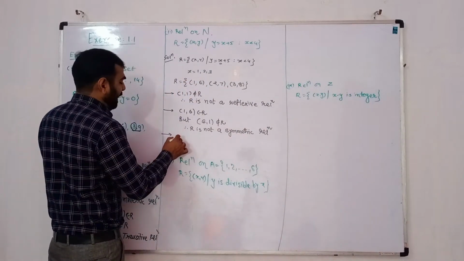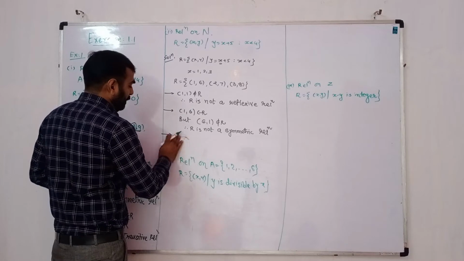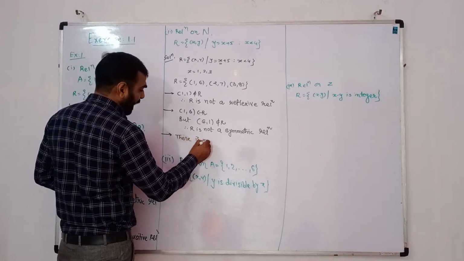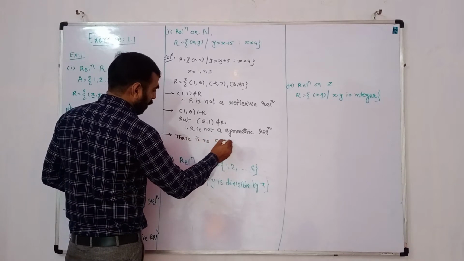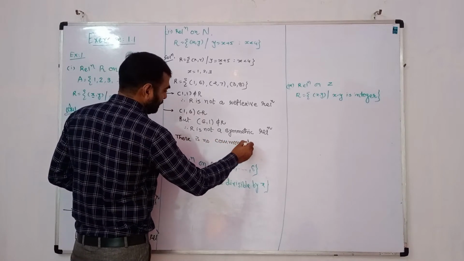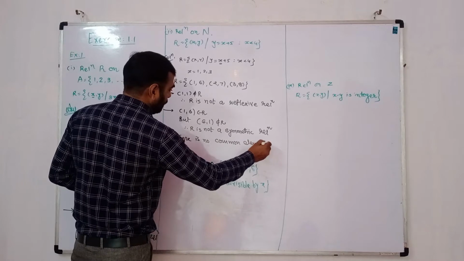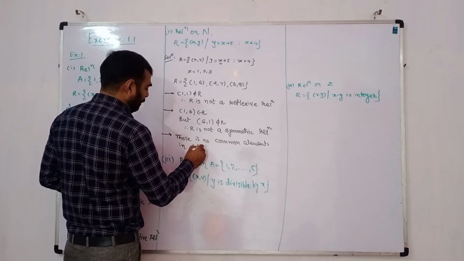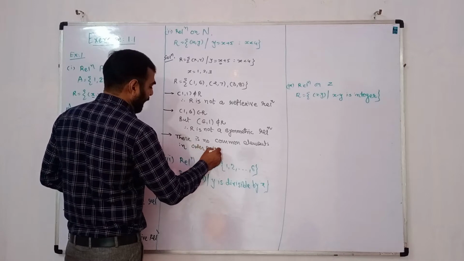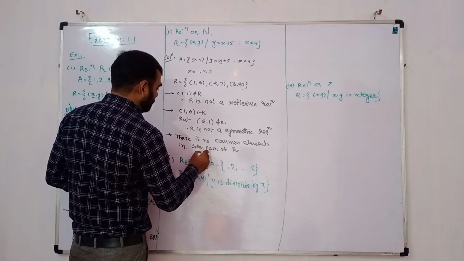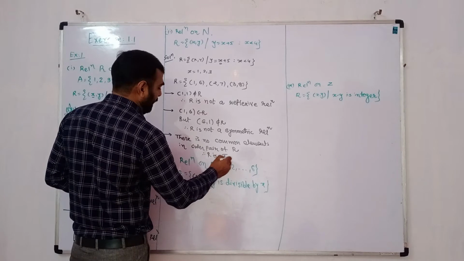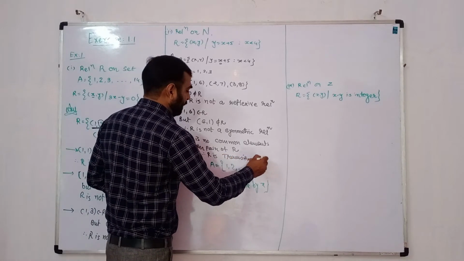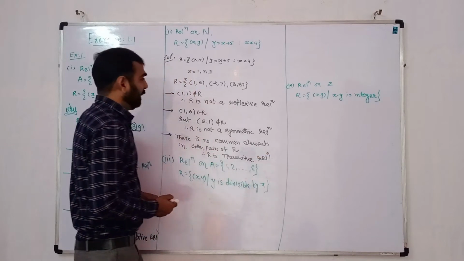So here there is no common element in the order pairs of R. So therefore R is transitive. So R is a transitive relation. Okay, got it, Puchu?